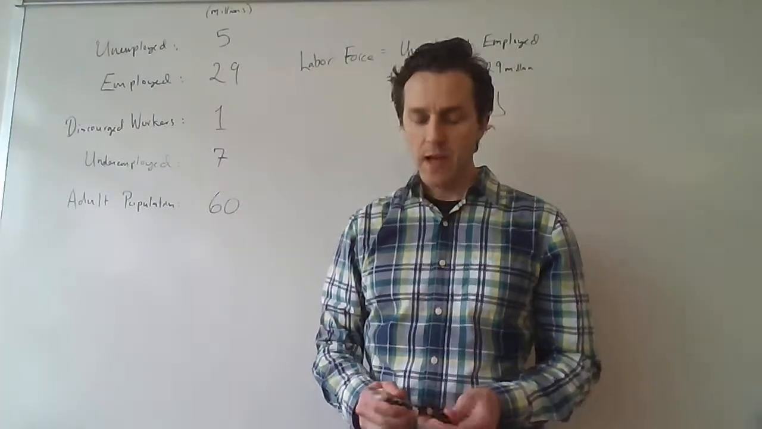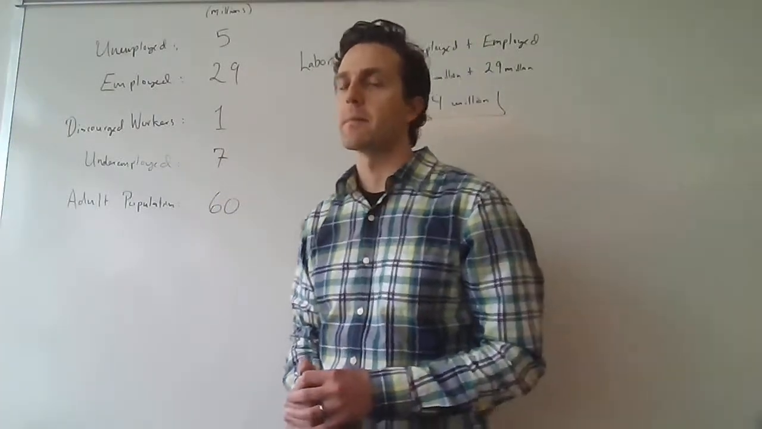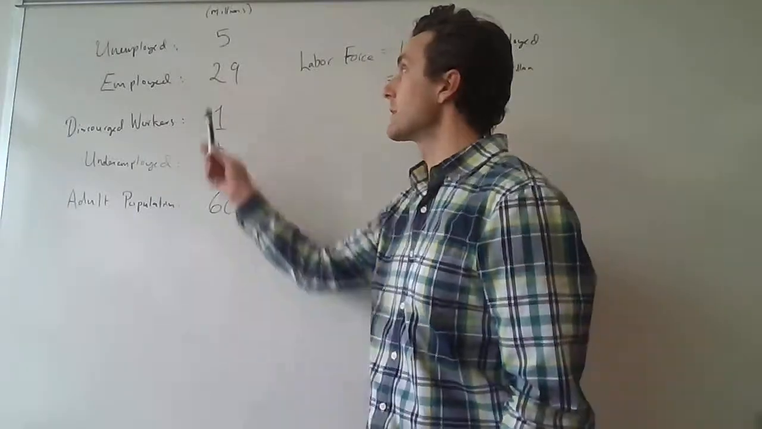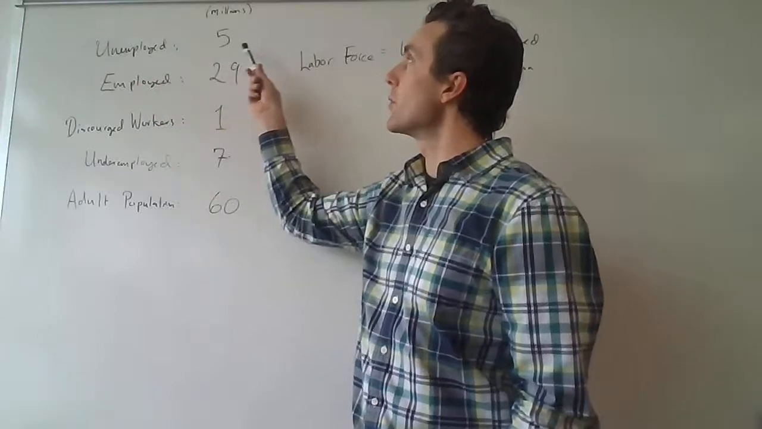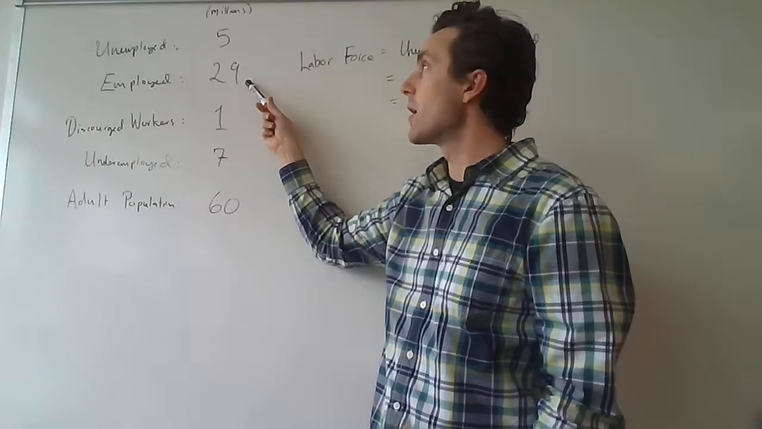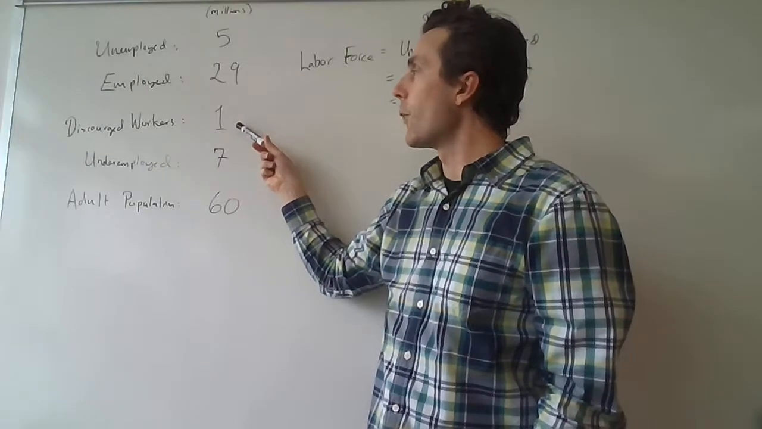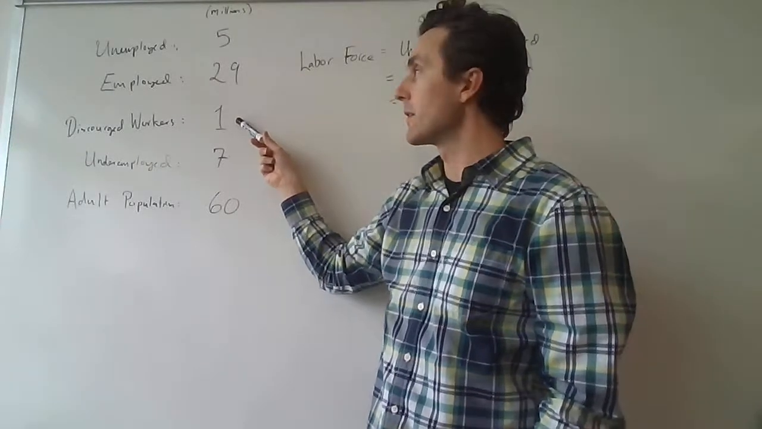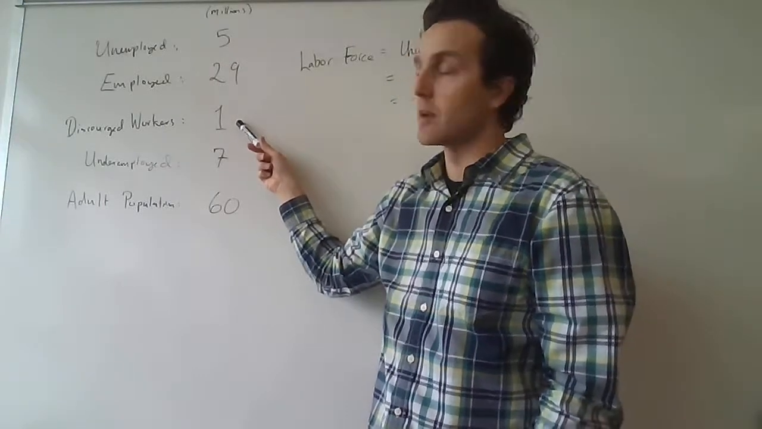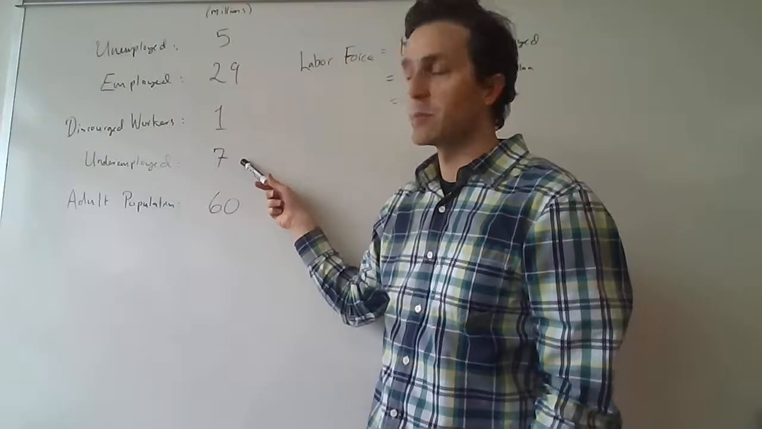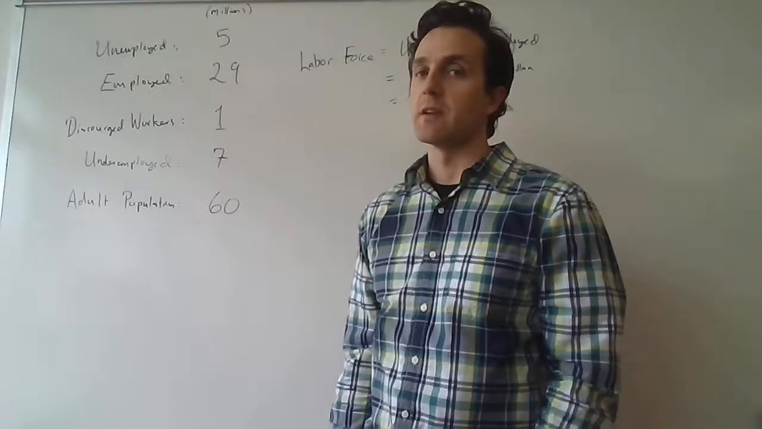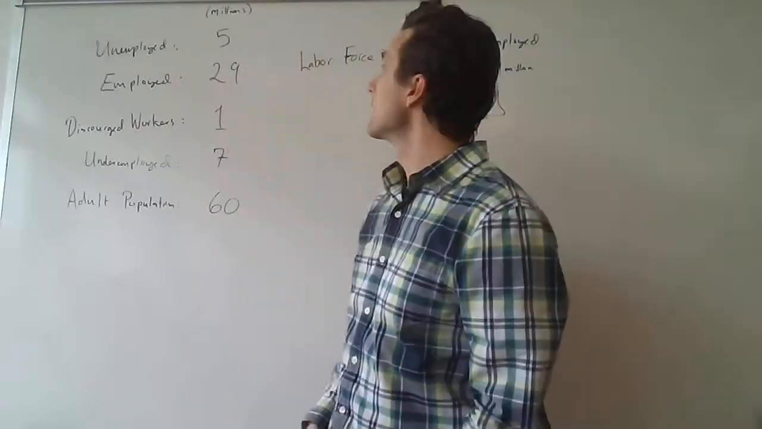Okay, so suppose we have an economy where some of the stats regarding the labor force are depicted here, right? So the number of unemployed is 5 million. The number of people employed with a job is 29 million, 100 of which, and then there's 1 million discouraged workers, right? People who want a job but have given up looking for a job, and then 7 million people who are underemployed. And the total adult population happens to be 60 million. Right? So all these numbers are in millions.